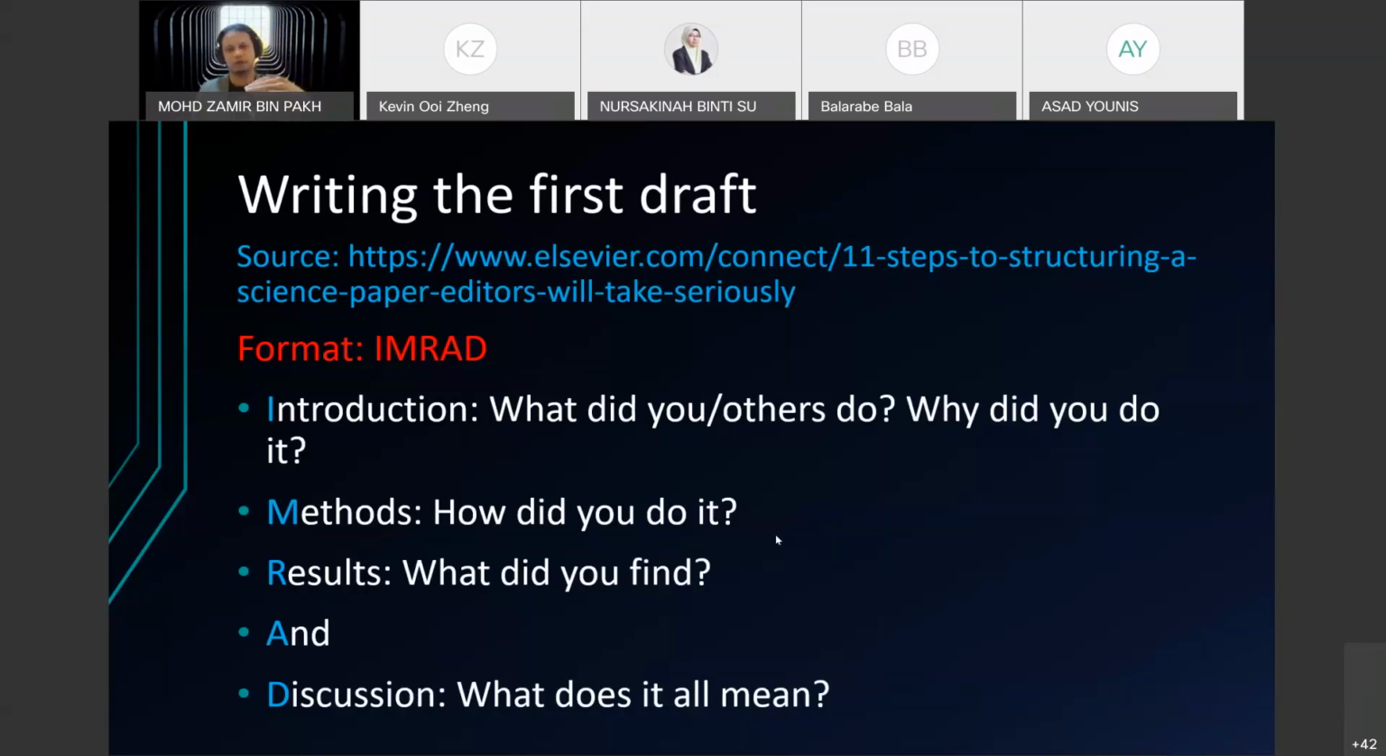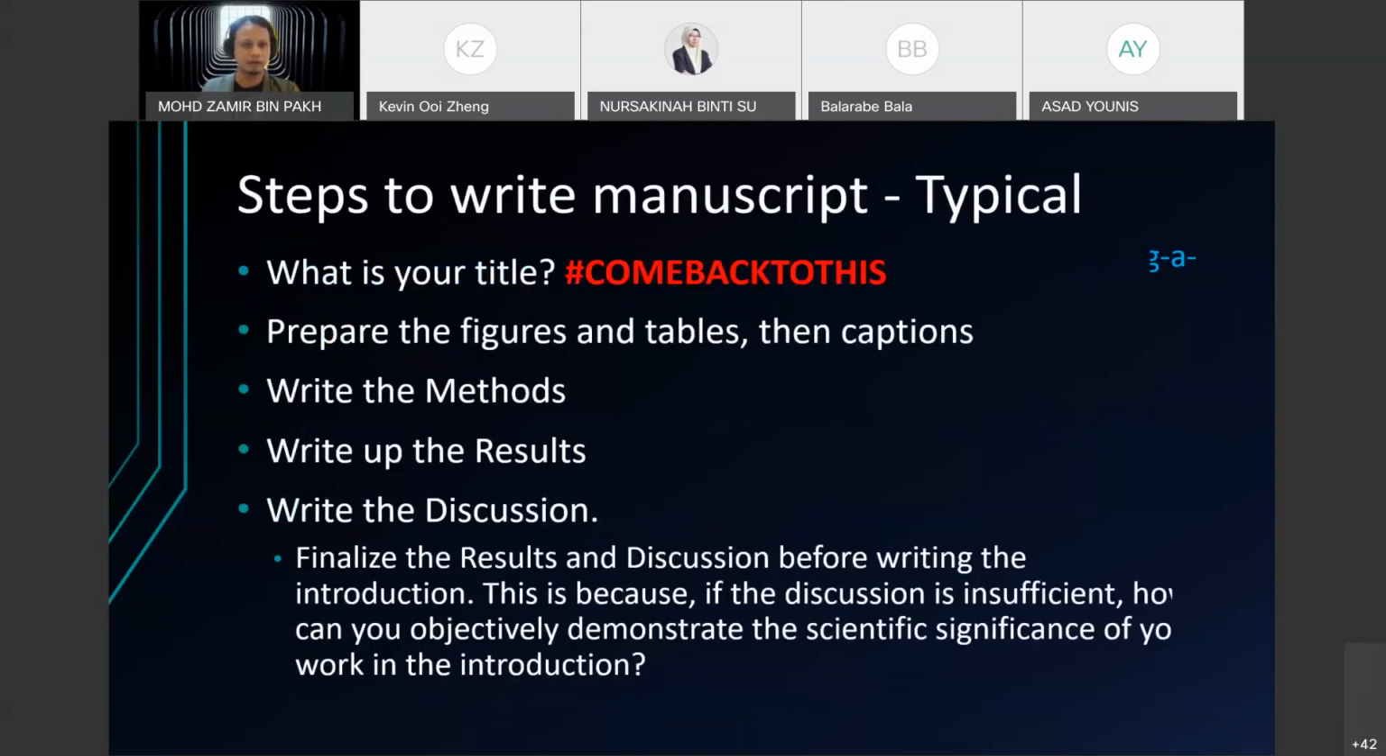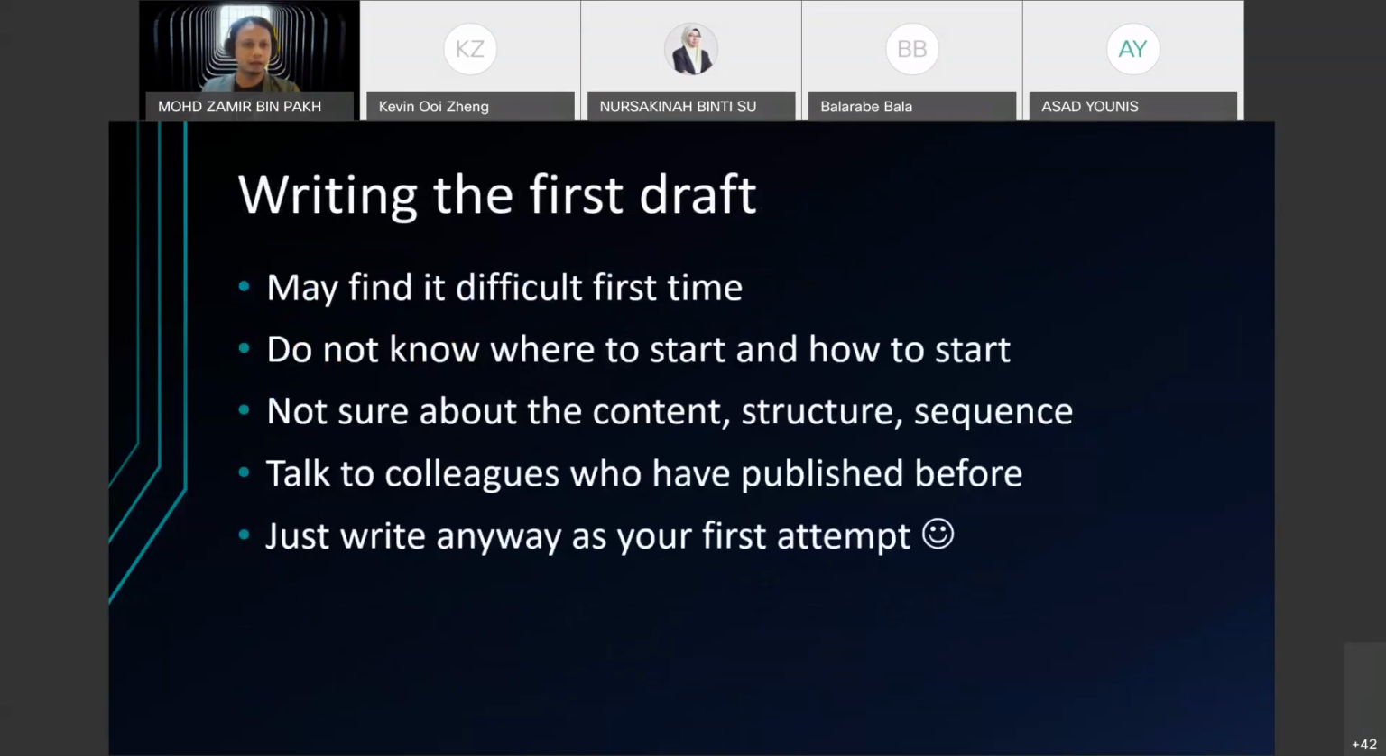And then finally is the conclusion of your finding. So that's the general format. It's called IMRAD.